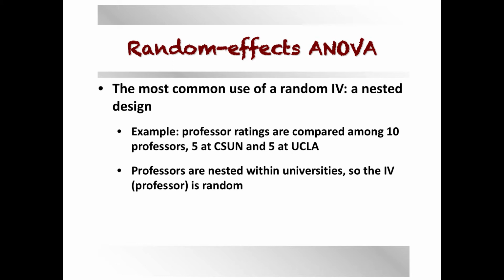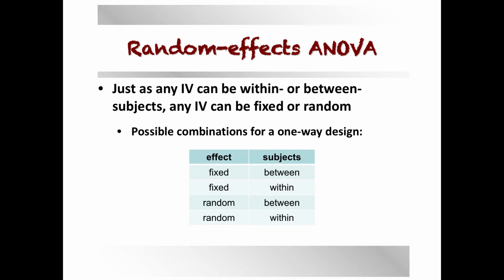For ANOVA, we're just acknowledging this nesting component, or this random effect. It's a special case of random effects, such that the IV, now professor, is random. That's what it's denoted as. And then we move forward from there with some sums of squares and some familiar-looking ANOVA calculations. So we could declare any variable, any IV, as random or fixed. So we could look at a one-way design as either a fixed, between, or within.